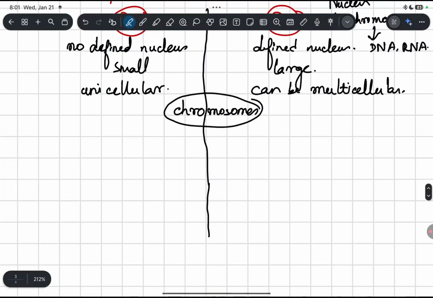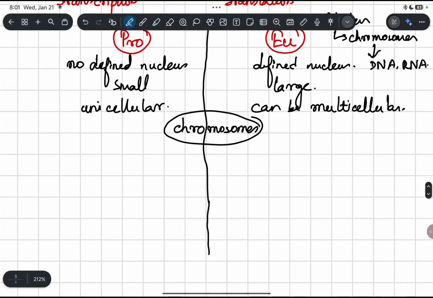Until then, let's see. The chromosomes in prokaryotes are generally one single loop of DNA and plastids, whereas in a eukaryotic cell there are generally more than one. What is the case of ribosome?